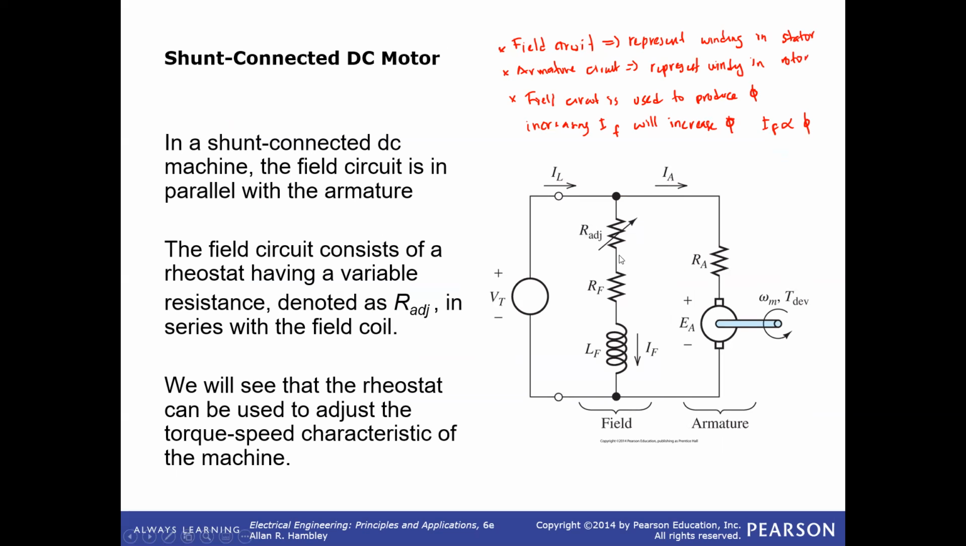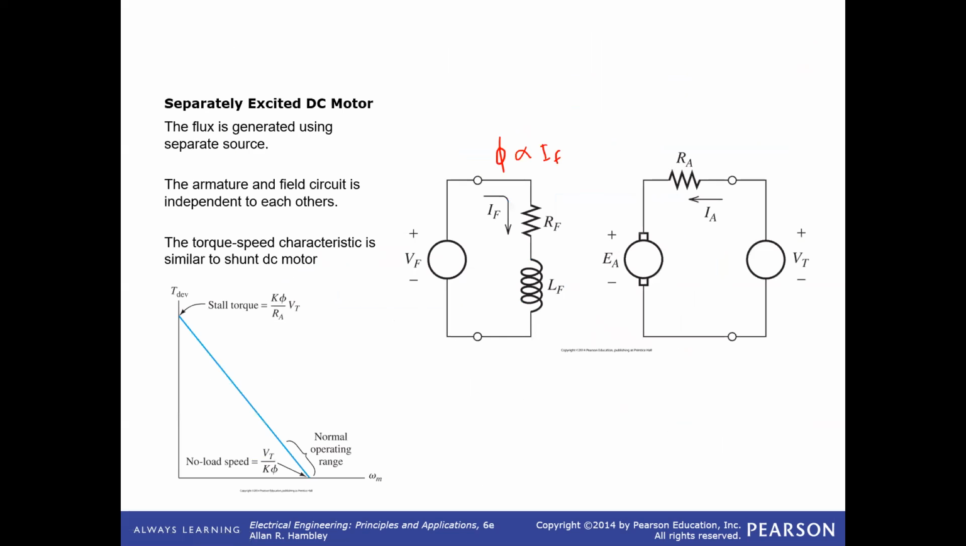So if IF is increased, IA will reduce. So the IF will have an effect on the armature current. But for the separately excited DC motor, the effects of IF and IA are independent.